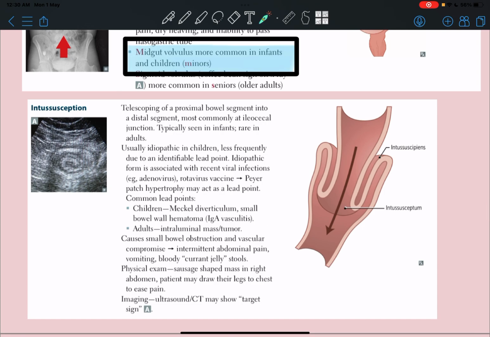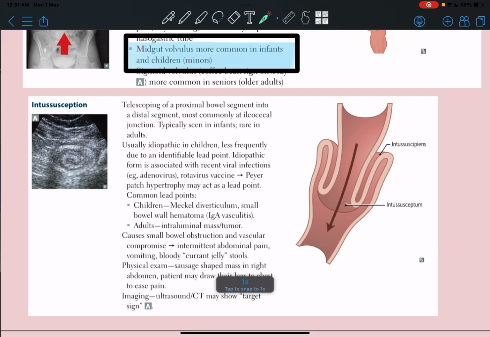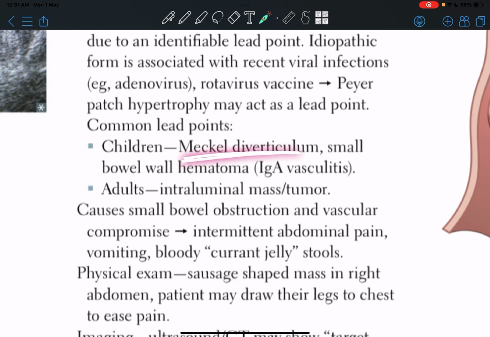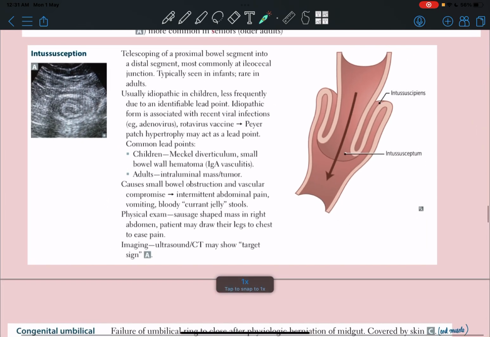Coming to intussusception, again I think we'll do it in path, but it's usually idiopathic, but there are some common lead points. Like for example, if children have Meckel's diverticulum, it could lead to intussusception. Intussusception is when a proximal part of the loop of the proximal bowel segment enters the distal part, right? Telescoping of the proximal segment into the distal segment. So it can happen due to Meckel's diverticulum also, and Meckel's diverticulum is definitely a developmental anomaly. So that is why I wanted to add this here too.